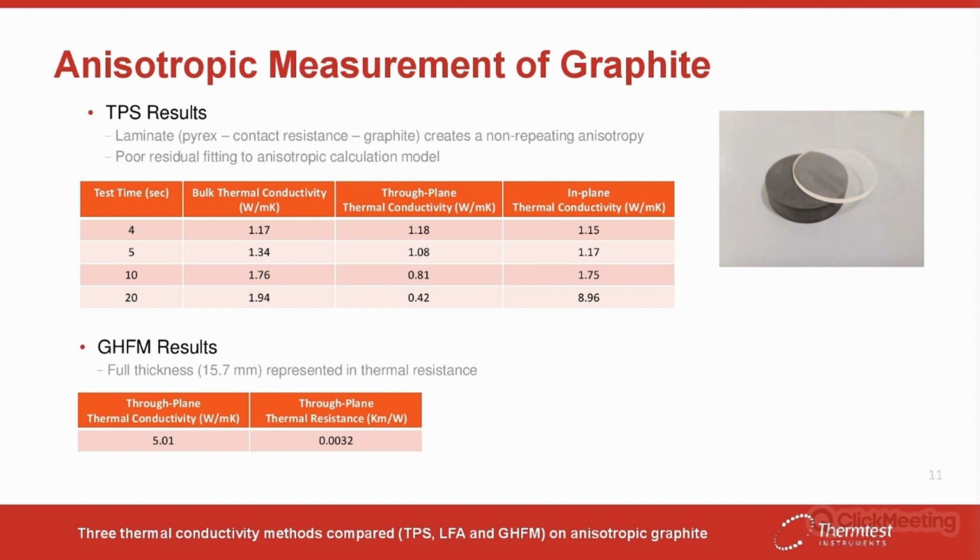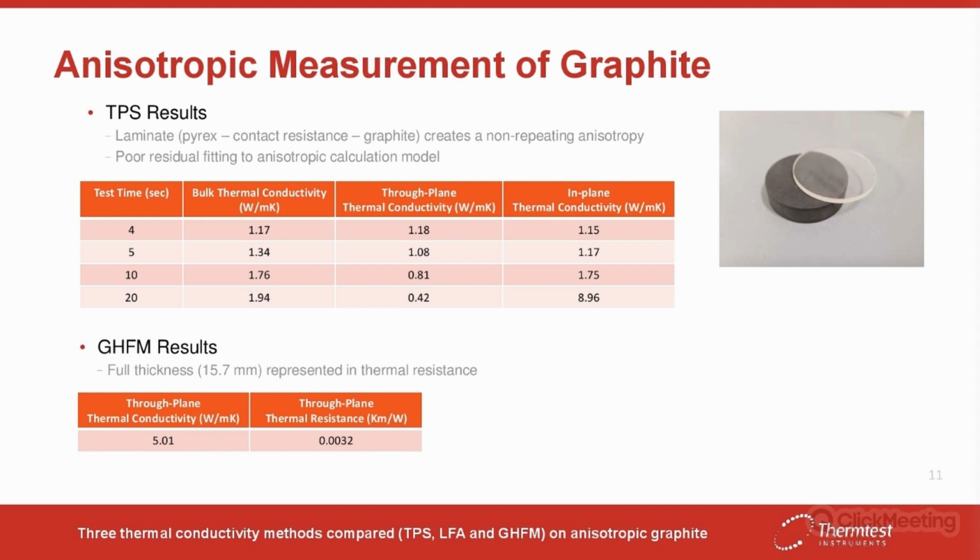Great care would have to be taken, because the steady state comparison, or the measurement of resistance comparison based off thickness, should be similar. As you can see, it is not. But in this case, it's the major problems with the calculation. The anisotropic calculation model has a very poor fitting, and errors are part of that. The GHFM results, again based off the full thickness, which would be the Pyrex plus the graphite, result in a through thickness thermal conductivity of 5 watts per meter Kelvin.